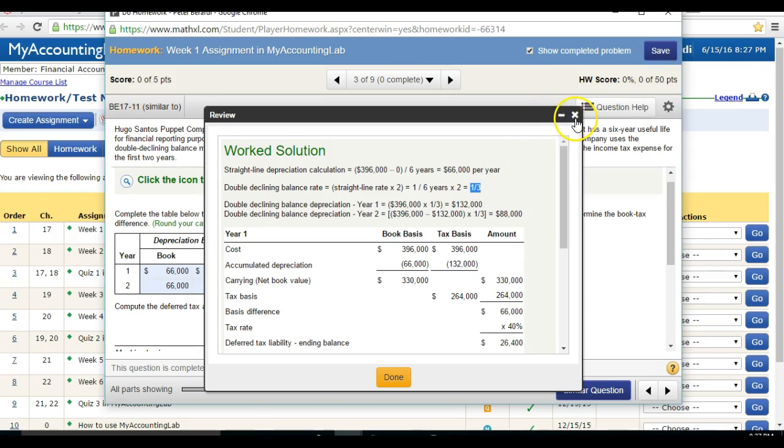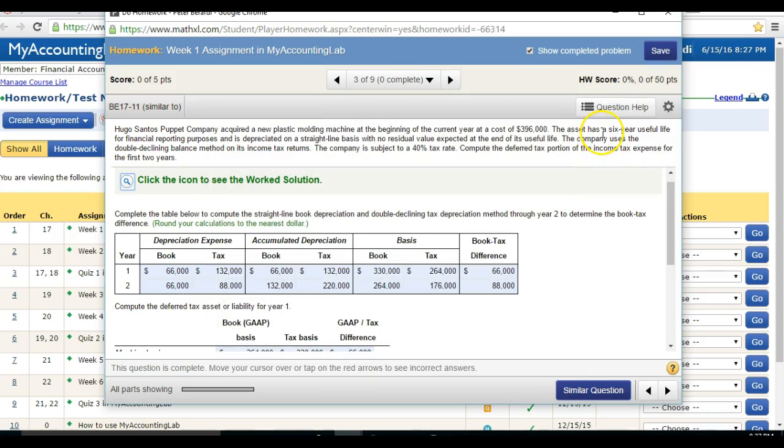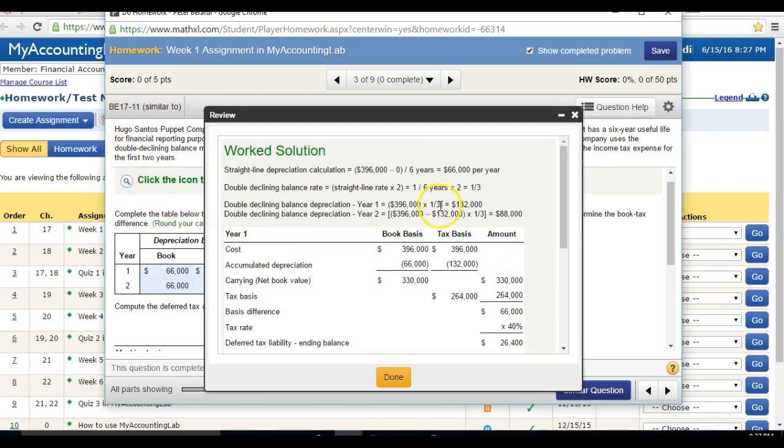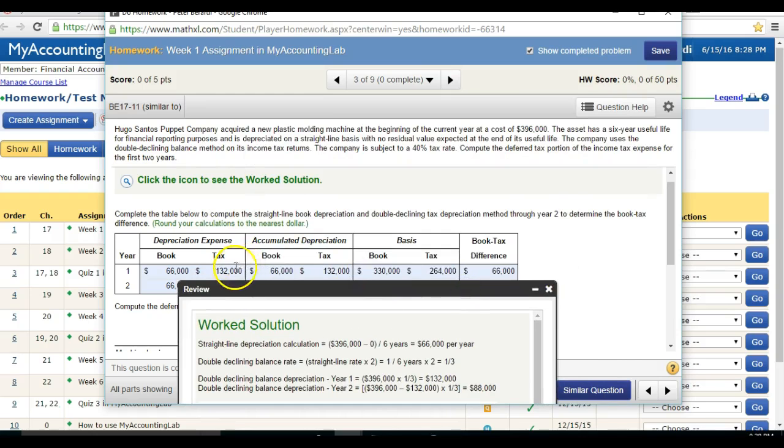So if the useful life in your problem is 4 years, you would take 1/4 times 2, which would be 1/2. In this case, 1/6 times 2 is 1/3. So simply take 396,000 times 1 divided by 3 equals 132,000. And that's where this number comes from.